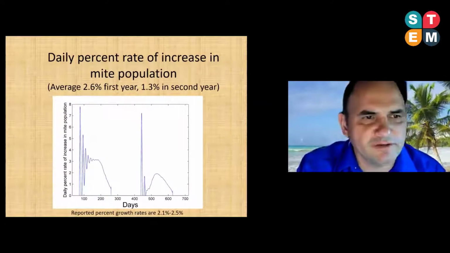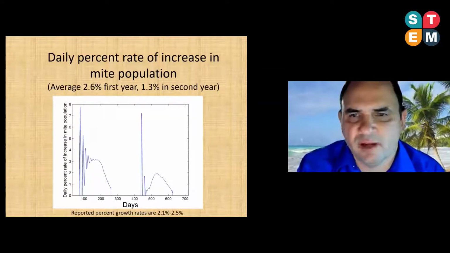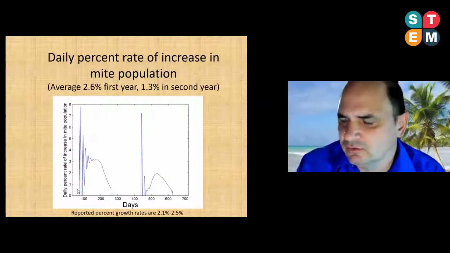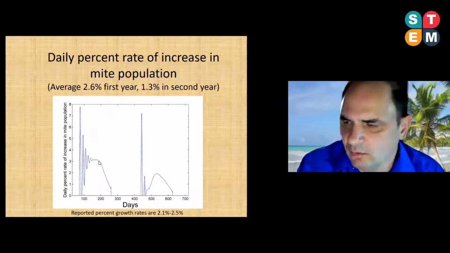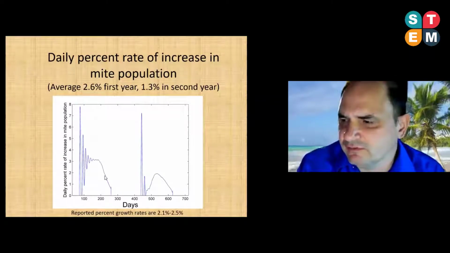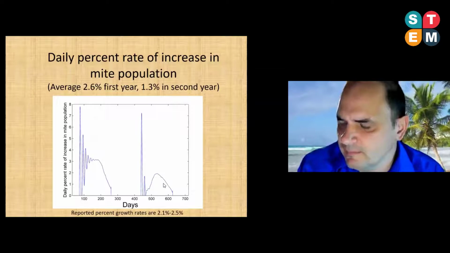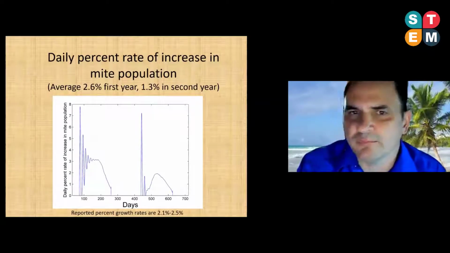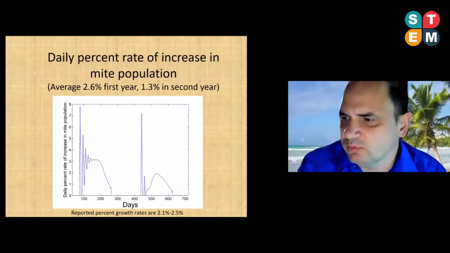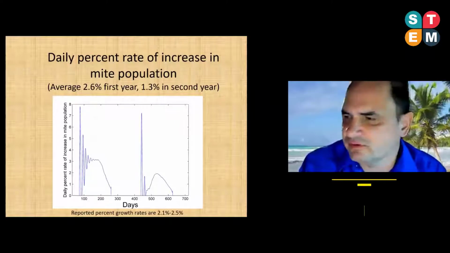So we can also track the daily percent rate of increase in the mite population here. There's a lot of volatility early on in the season in the model, but that stabilizes. The average was about 2.6% in the first year and 1.3% in the second year. Reported percent growth rates are between 2.1% and 2.5%, depending on the source.